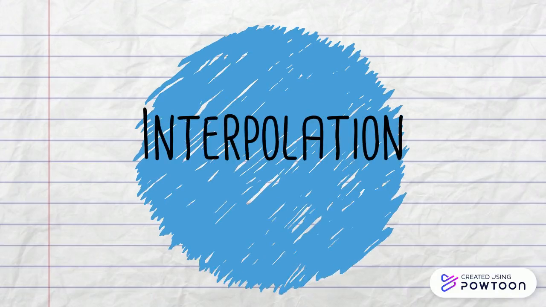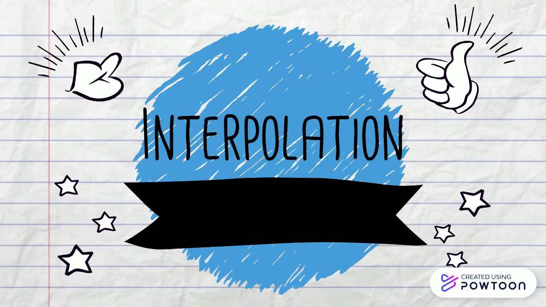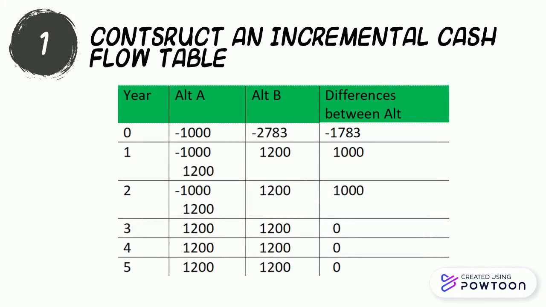The first method is the interpolation method. The first step is to create a cash flow table for both alternatives from year 0 to year 5. Then, we will find the difference between both alternatives. This can be done by subtracting the lower cost alternative from the higher cost alternative. In our table, it will be alternative 2 minus 1.